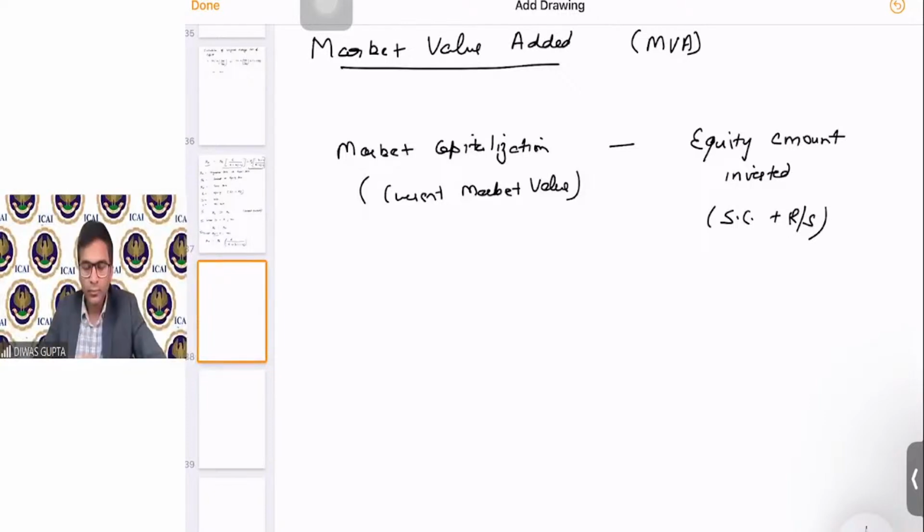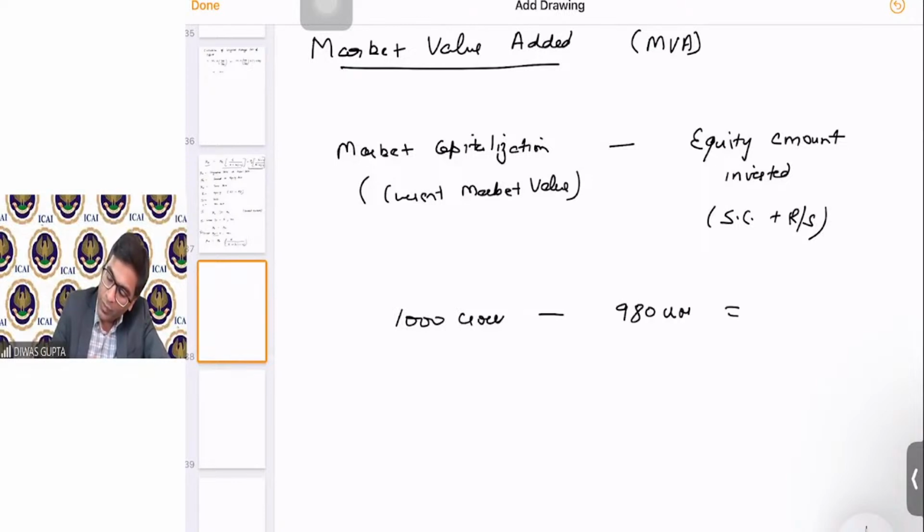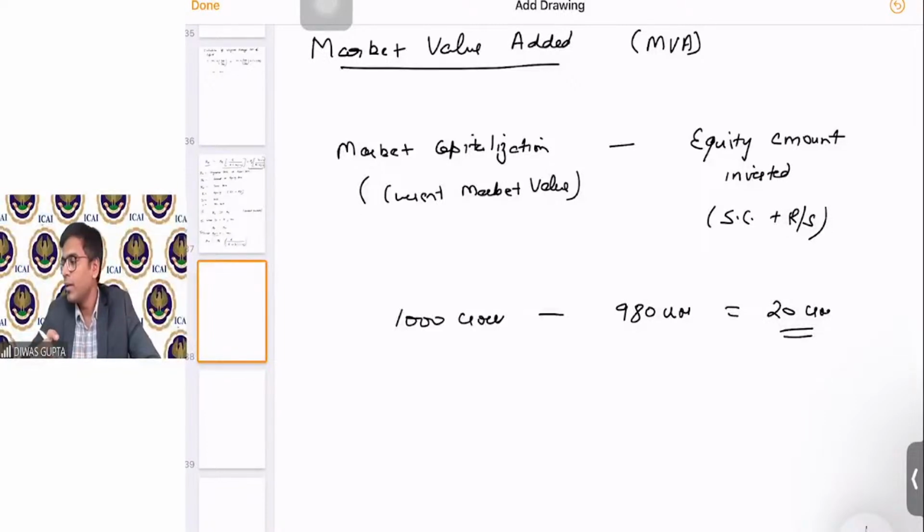Okay. Now let's say 1,000 crores is the market cap. As per the balance sheet, the equity amount invested is, let's say, 980 crores. So the 20 crores at which the market is valuing the company higher, that is called market value added, which is also called MVA. Okay.